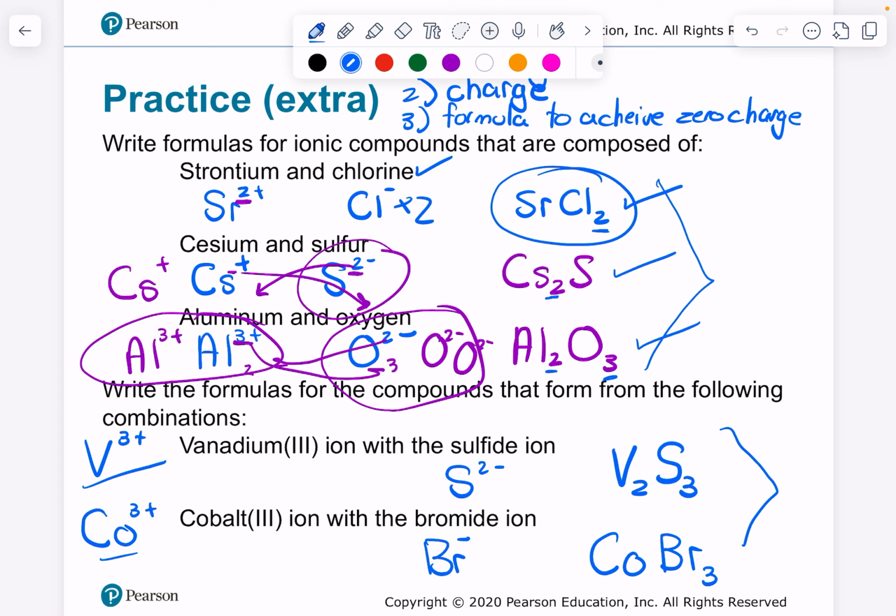And that's why we're going to have to use prefixes when we do covalent compounds in order to indicate the number of each atom. Here, we don't have to do that. We can just say strontium chloride because strontium is always going to be +2, chlorine is always going to be -1, and so I know that strontium chloride is always going to have to be 1 strontium and 2 chlorines. Okay?